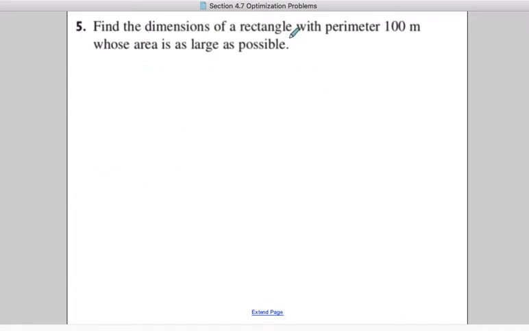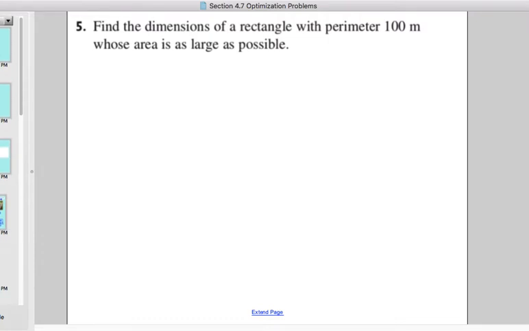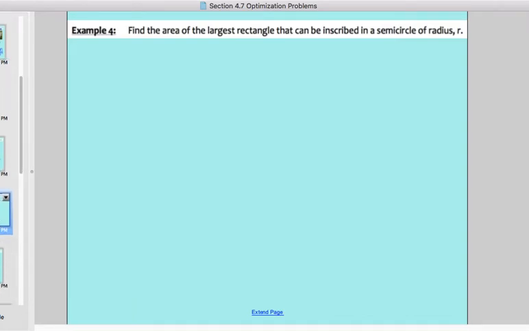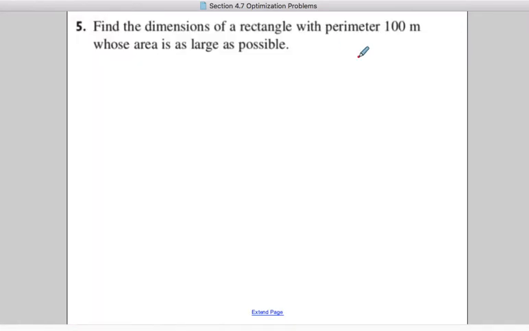Find the dimensions of a rectangle with a perimeter of 100 and whose area is as large as possible. Okay, this one is like our example number 1. This one's a rectangle. This is our perimeter, and the perimeter in this case is 100, okay? So this is like example number 1. So that one's similar to that.